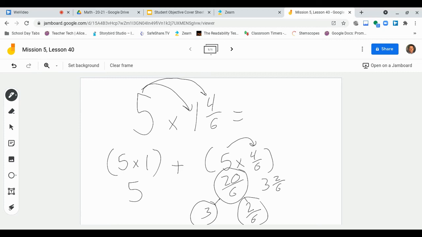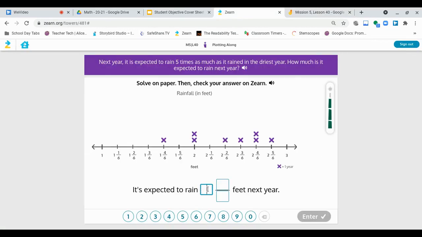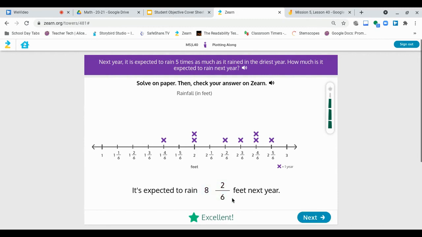Now I just need to combine 5 plus 3 wholes and 2/6. Well, 5 plus 3 is 8. And then we have the 2/6 right there. So again, 5 times 1 4/6, and I got 8 2/6. So I'm going to try it. Hopefully I did it right. Fingers crossed. And excellent! Yes! We did it. I'm so proud of us.